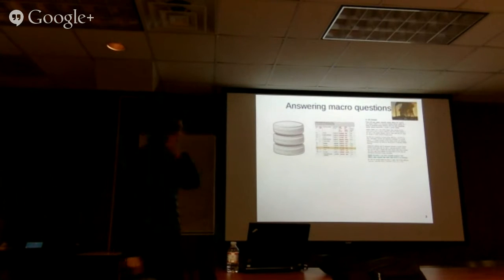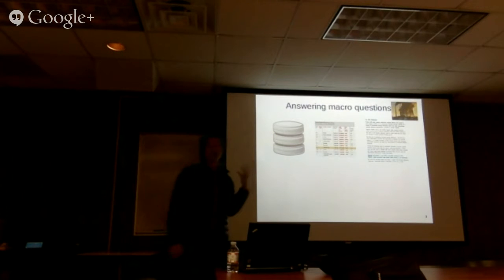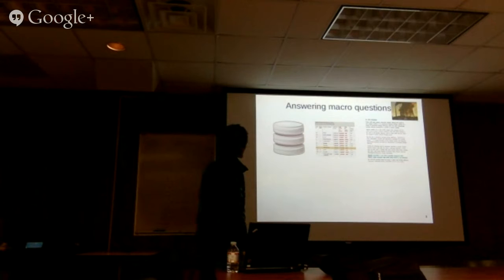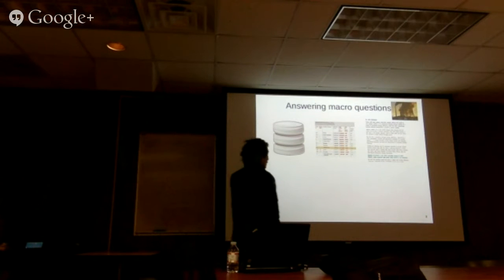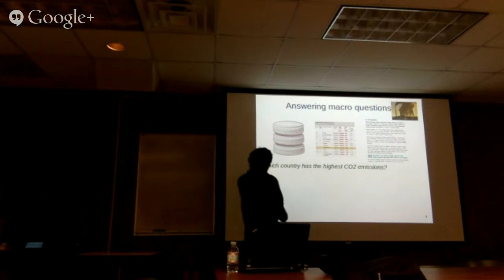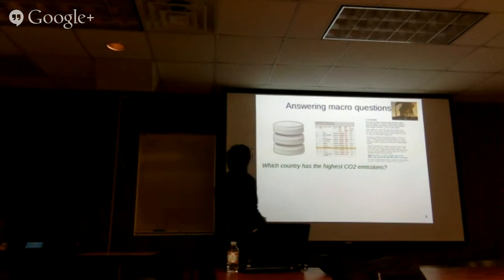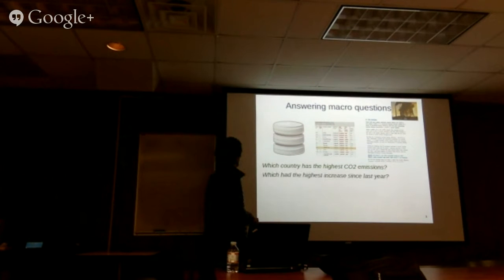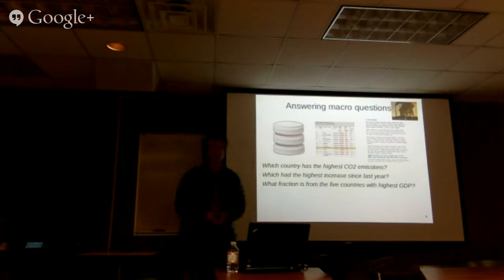All right. So here's just to give you an idea of the way I think about approaching these problems. Suppose you're interested in climate change, and I want to build systems that can help you understand what's going on, in the form of natural language understanding. So you might ask, which country has the highest CO2 emissions, which had the highest increase since last year? What fraction is from the 5 countries with the highest GDP?